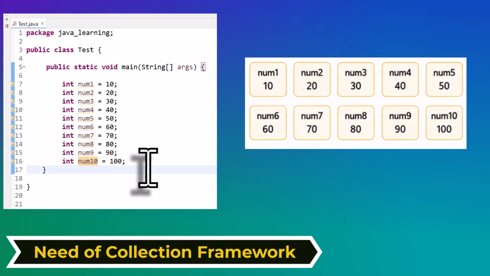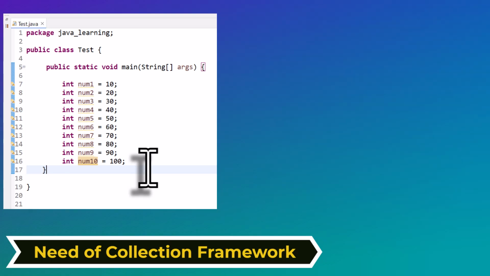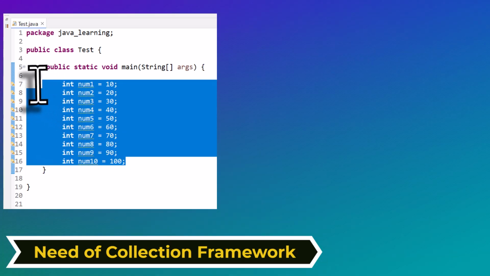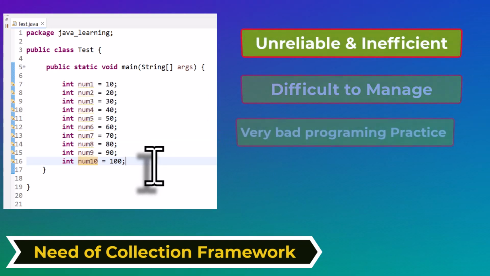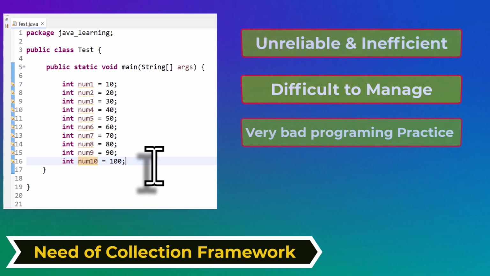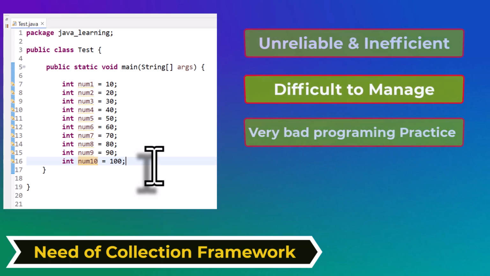Suppose tomorrow my requirement changes. What if I need to store 100, 500, even 1000 values? Can we create these 1000 variables like this? Yes, technically we can create 1000 variables in Java also. But creating 100 or 1000 variables in a Java program is inefficient, hard to manage, and results in very bad programming practice. So what will be a better solution to store multiple values with the least number of variables?